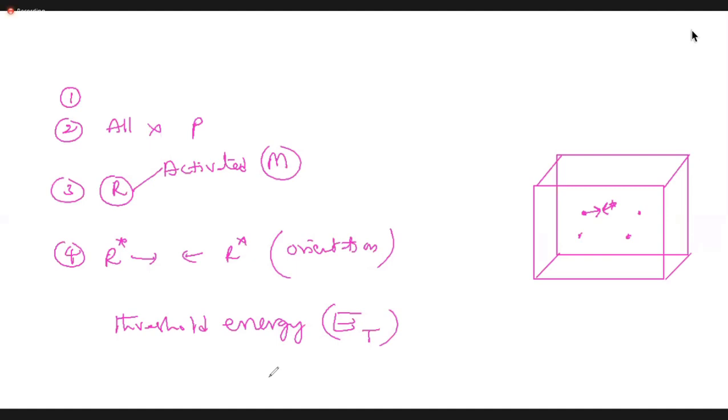Is it clear? I will repeat. Number one, reactant molecules to convert into product should undergo collisions. Second point, all the collisions do not lead to the formation of product. Third point, those reactants which have the minimum amount of energy for the conversion into product are called activated molecules, and that energy is called threshold energy. Collisions between them will give the product.